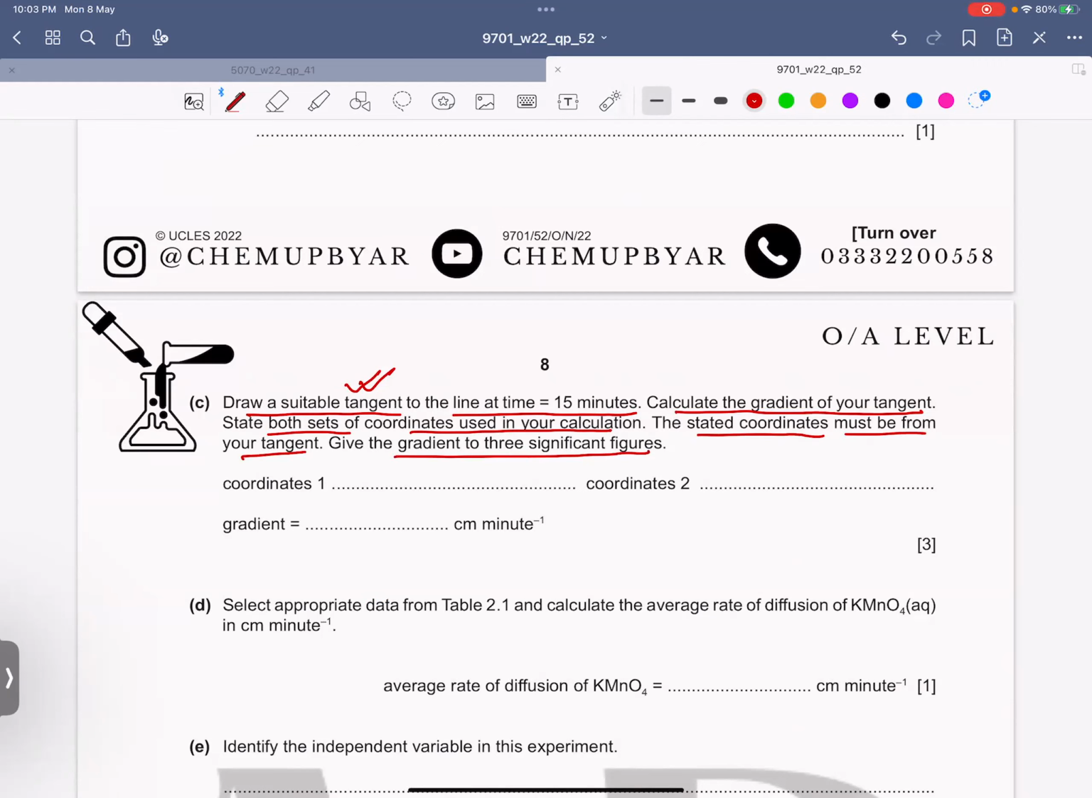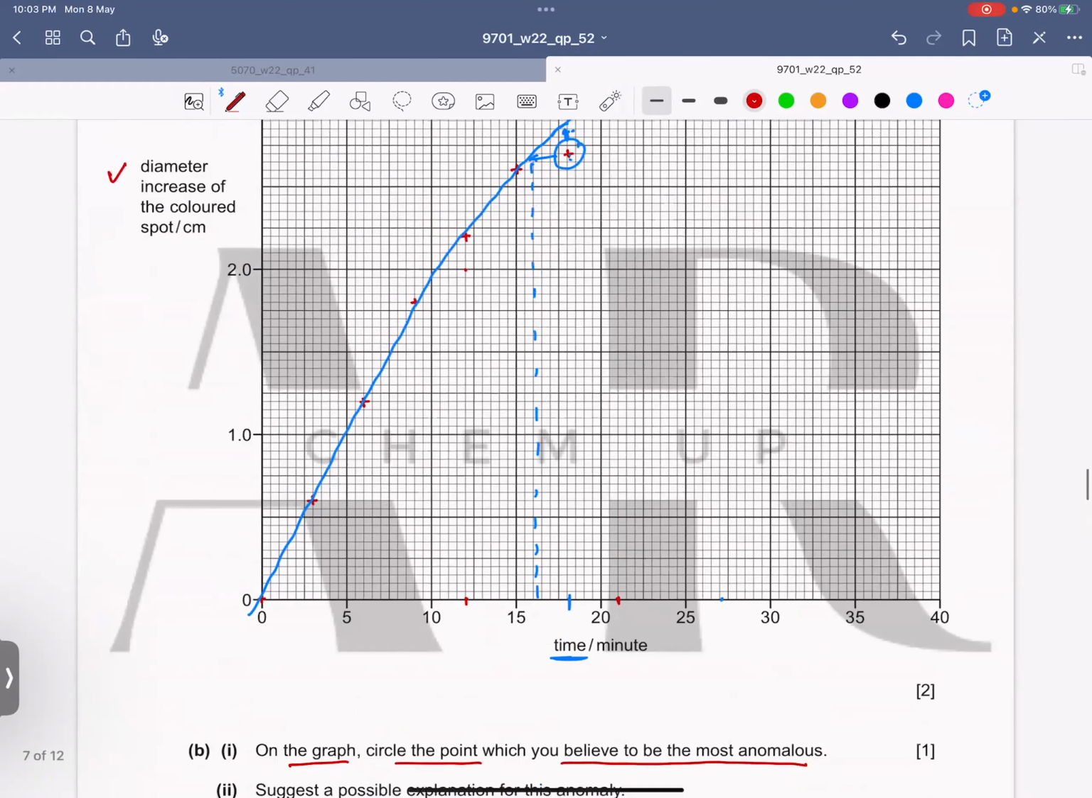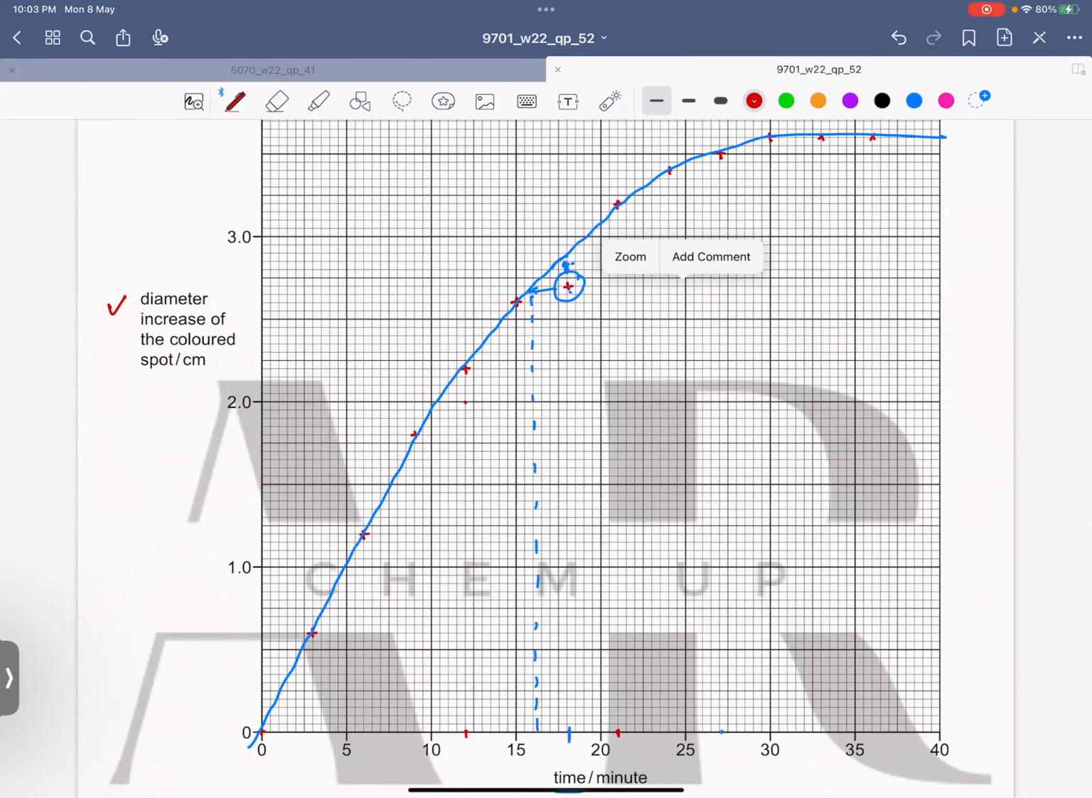Okay. If any one of you actually made the graph, if any one of you have a hard copy. Yes.